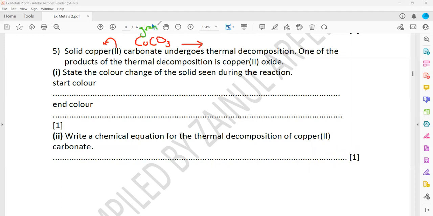When we supply heat energy, the thermal decomposition of copper carbonate gives copper oxide plus carbon dioxide. This copper oxide is black in color. They ask, state the color change for a solid seen during the reaction. So what is the starting color of this reaction?